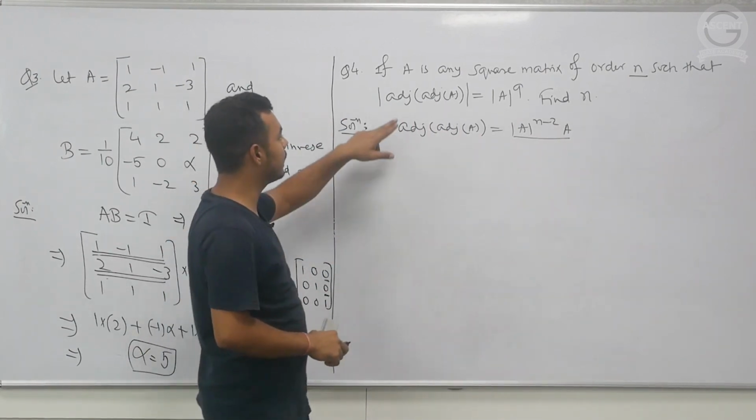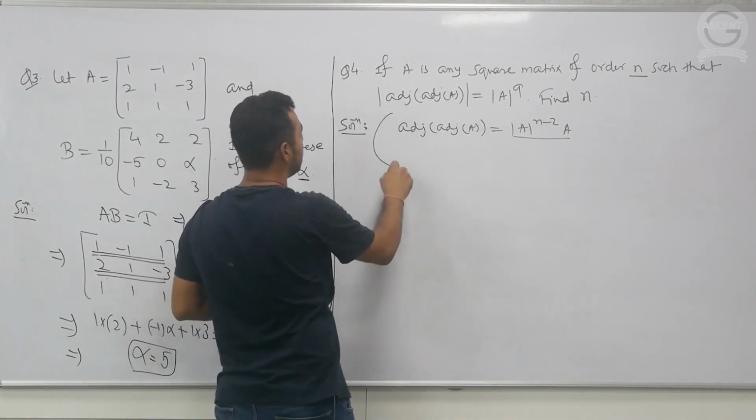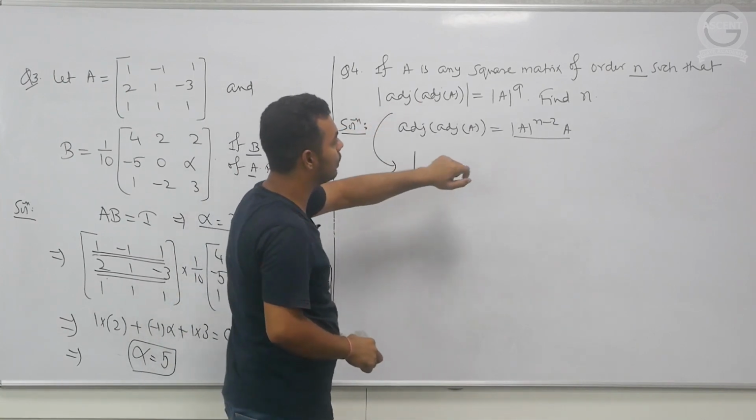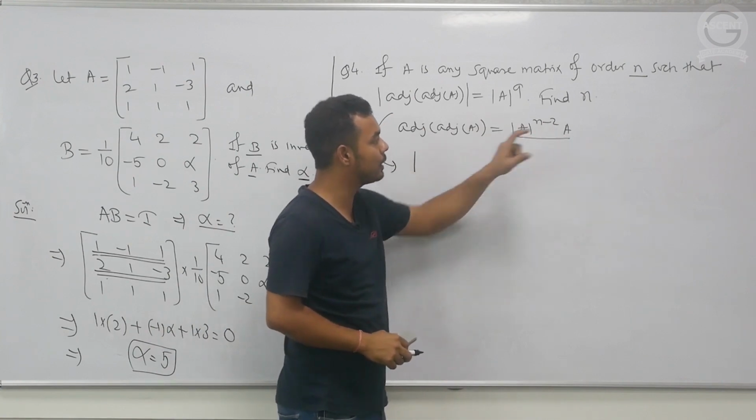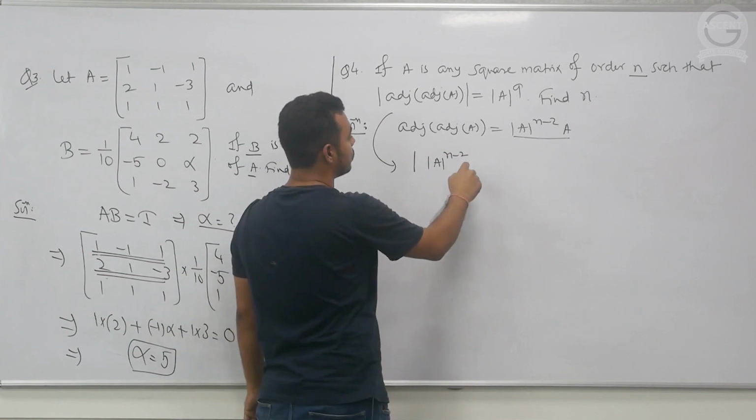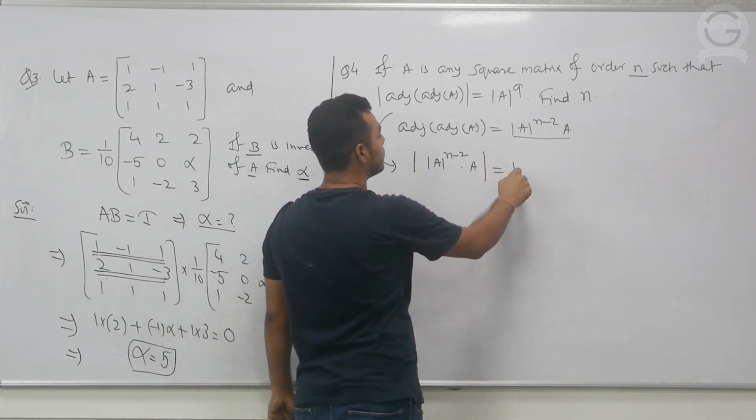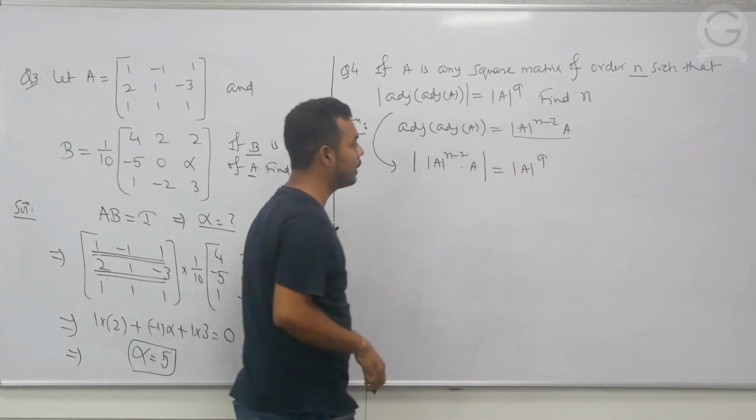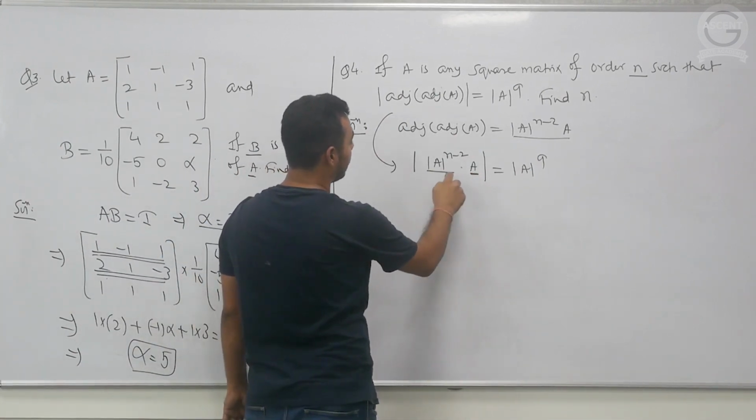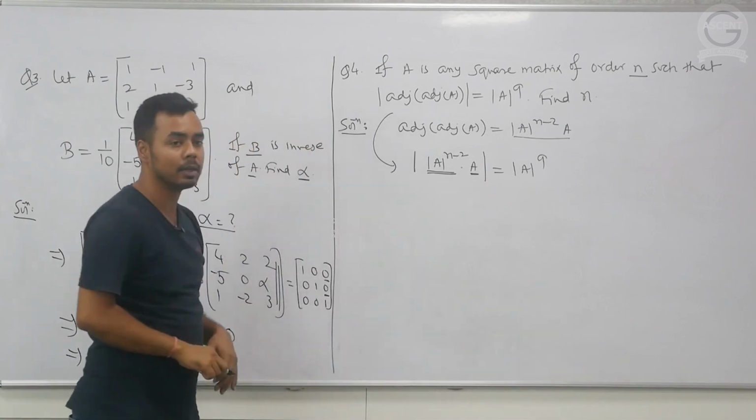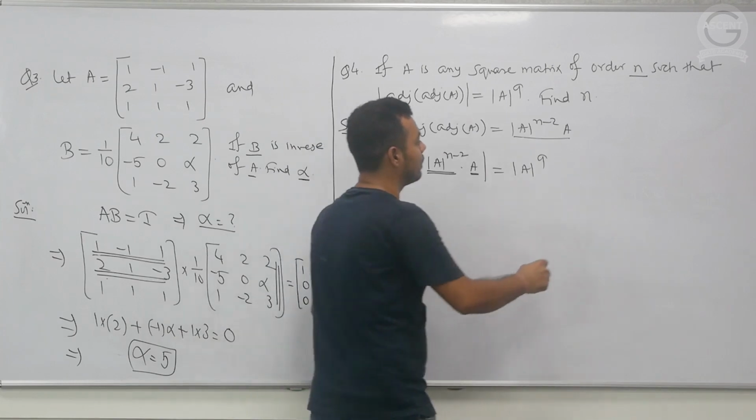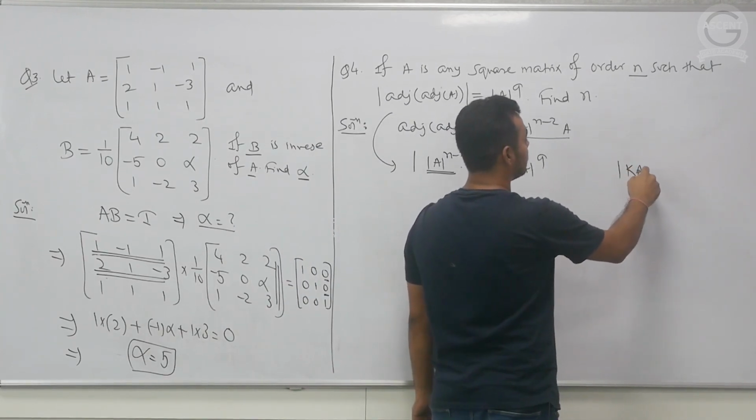Now here, from this relation, in place of adjoint of A, you can write determinant of A to the power n minus 2 into A. So I will get determinant of A to the power n minus 2 into matrix A, and this is nothing but determinant of A to the power 9. Now see, you have this matrix A and a number, determinant of A to the power n minus 2. So if I want to take this number outside, then I have to take the nth power of this number outside. We have discussed this property several times.